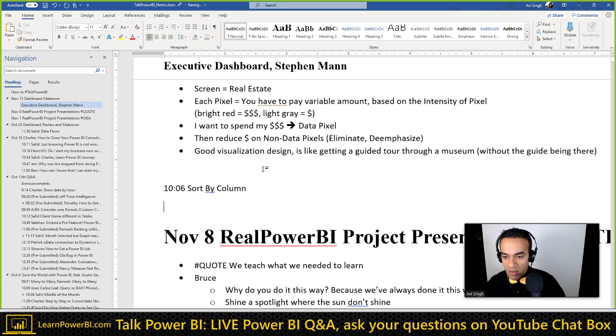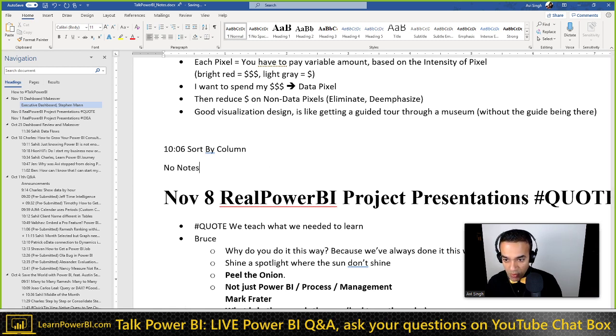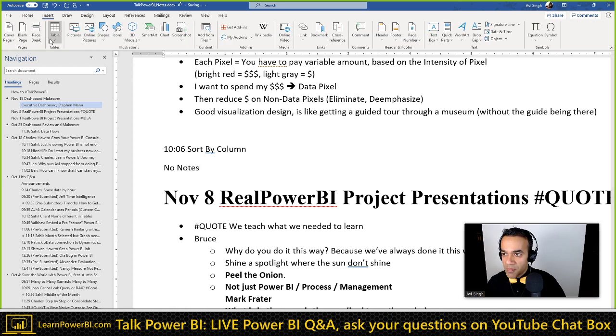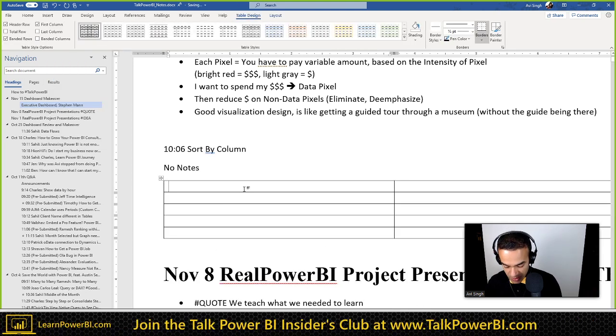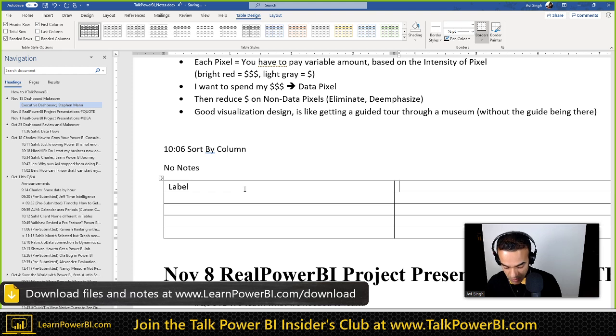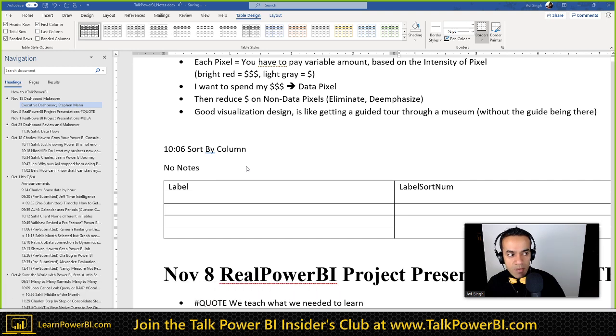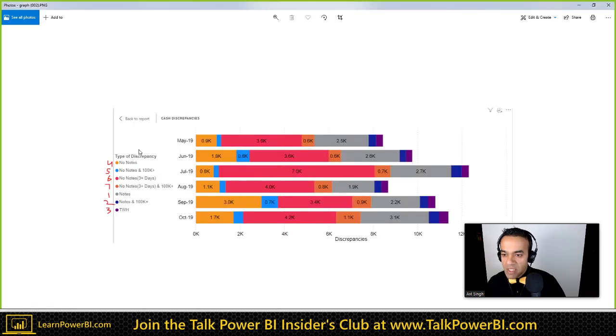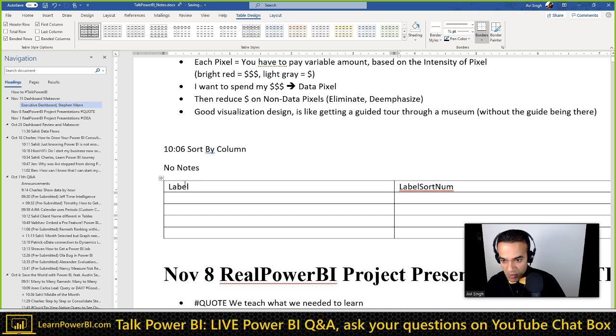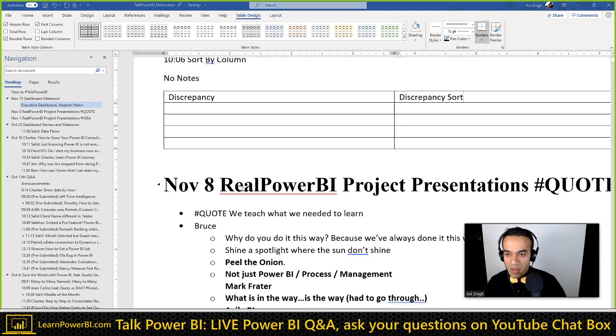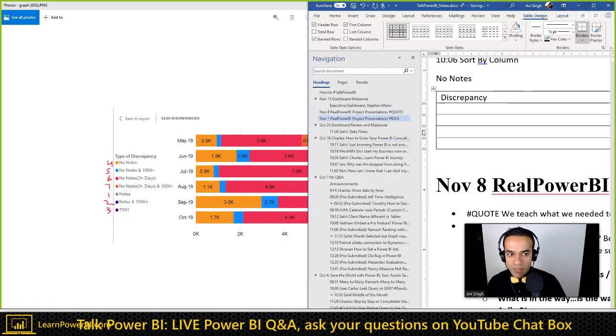So you can have no notes, and let's try this. This is what I would do, I think. We'll say label sort num, something like that. What is it actually? Hold on. Discrepancy, okay, got it. So let's go with that. We'll say discrepancy sort.